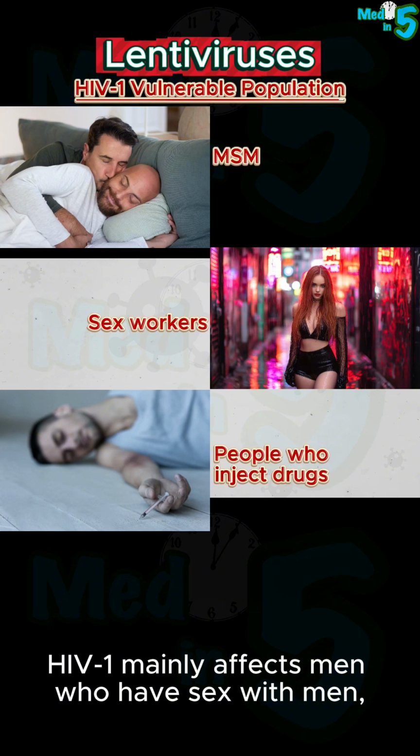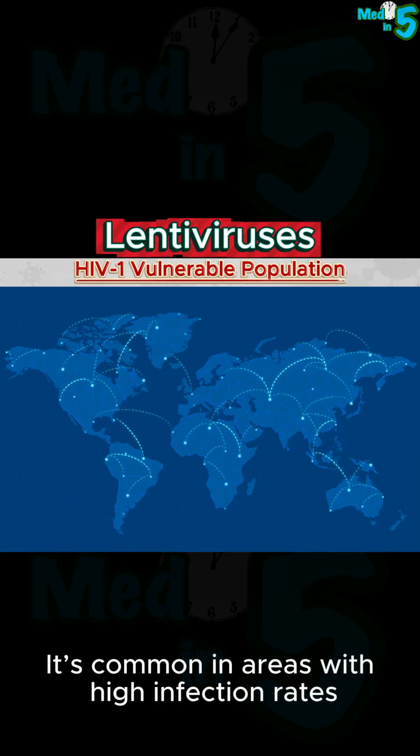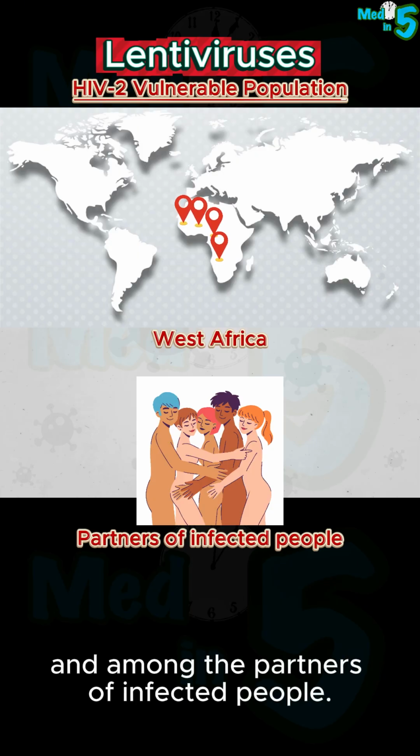HIV 1 mainly affects men who have sex with men, sex trade workers, and people who inject drugs. It's common in areas with high infection rates worldwide. HIV 2 mostly occurs in West Africa and among the partners of infected people.